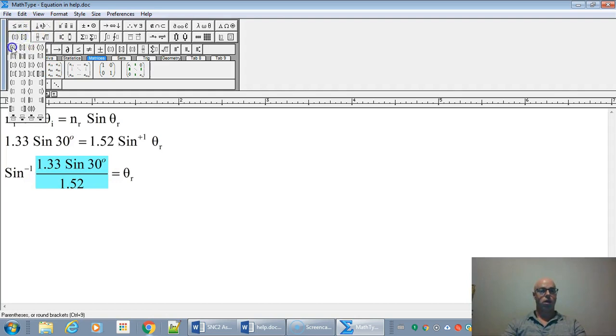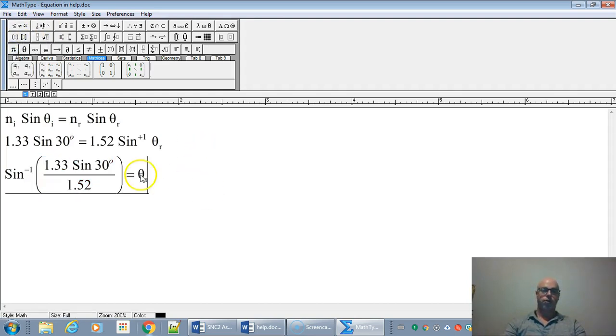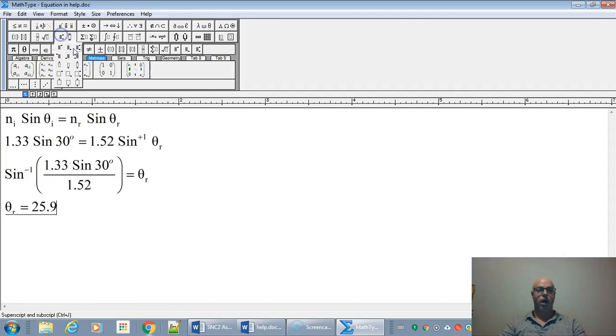All right. So on my calculator, if I want to find out what my angle is going to be when it goes in through the glass: if you have a good calculator, you can go 1.33 sine 30, equals, divide by 1.52, equals, shift sine, answer, bang, 25.9 degrees. That's what I'm going to get from my answer.